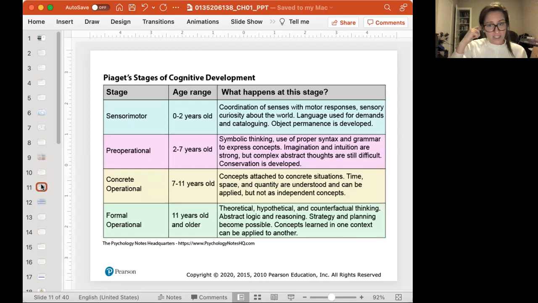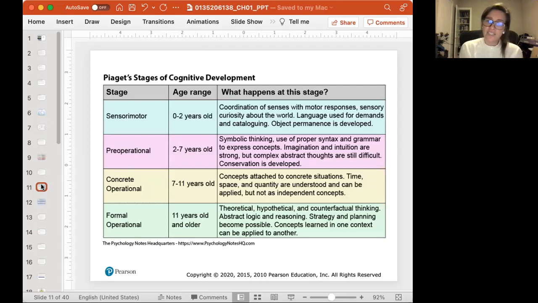So Piaget's stages of cognitive development, and I have a second slide after this that goes over these same things, but with different language, just because, hey, why not? You want to see different ways of things so you can understand them. So the sensory motor stage is ages 0 to 2 for cognitive development. So what happens during this stage?